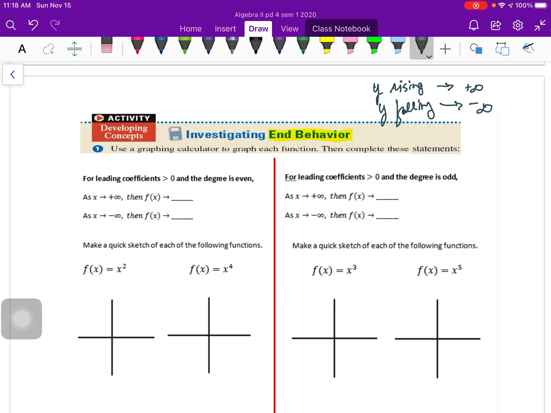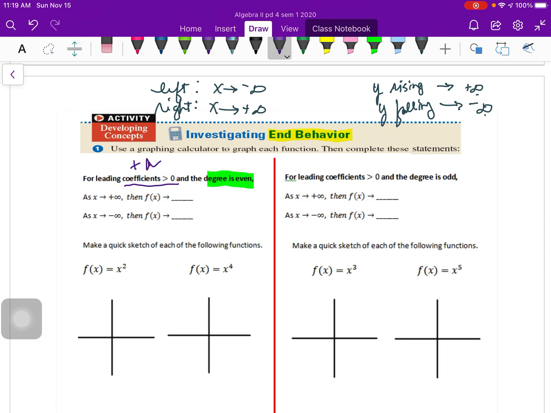And when we do that, we look at the left of the graph, which means x goes to negative infinity, and the right of the graph, which means x goes to positive infinity. And then we state which of these occur. Does y rise, so does y go to positive infinity, or does y go to negative infinity? So first, let's take a look at the even degree. And it says my coefficient is greater than 0, so that means that is a positive a value.